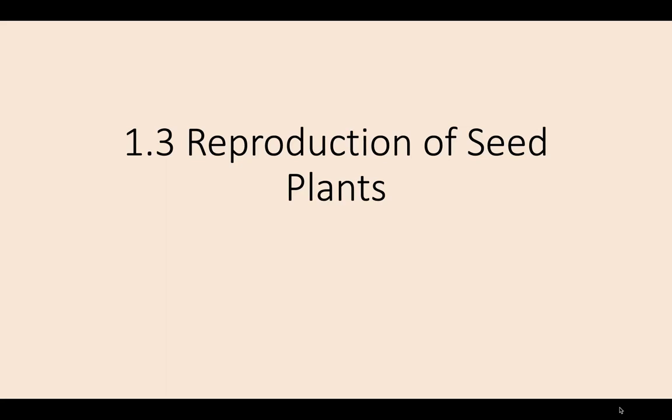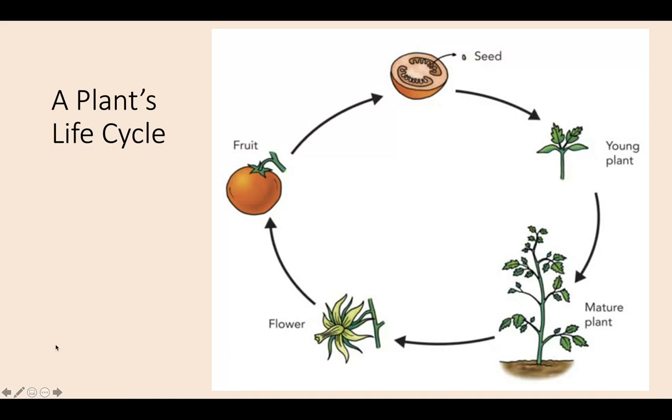Okay, so let's go through section 1.3, reproduction of seed plants. So first, a plant's life cycle. Just like humans, plants have a life cycle. Plants start as a seed, young plant, seedling. They mature into a growing up plant. They flower. They might produce a fruit or not. And then the fruit has the seeds, which grow, and so on and so forth.